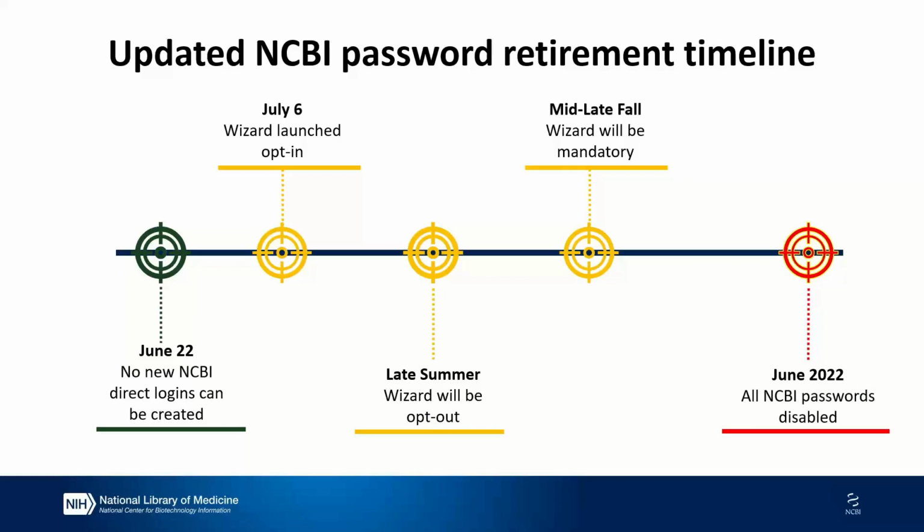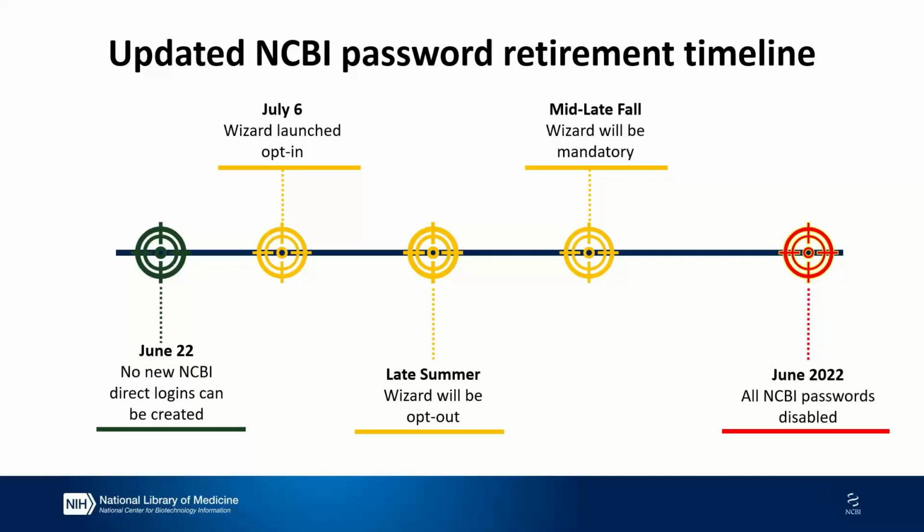All right, so an update on the retirement timeline. On June 22nd, we disabled the ability to create NCBI accounts with NCBI passwords. So that's no longer possible. And then on July 6th, we launched our password retirement wizard as an opt-in experience. And what that means is we have a URL. You can go to the URL and retire the password for your account at any time that's convenient for you.